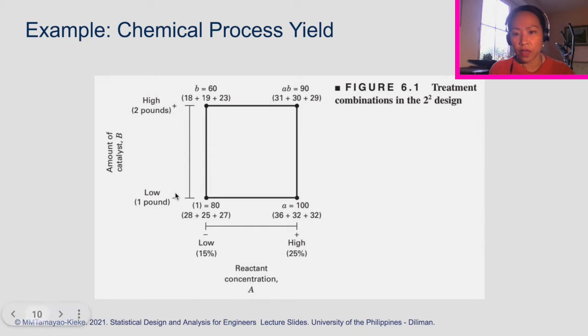By the way, for this example, as given to you, the high level is 2 pounds of catalyst. The low level is 1 pound of catalyst. For reactant concentration, the low level is 15% and the high level is 25%. So you will see here the notations 1, A, B, and AB. We will clarify that in the next slide.